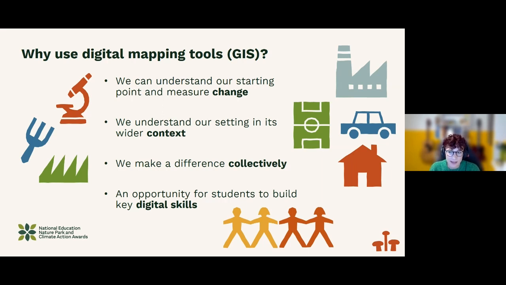There's no point putting in an intervention like a bat box, for example, if there's no bat species that actually live in your area to use them. And knowing what else is nearby can help you provide wildlife corridors or select the most appropriate interventions for your local ecology. And as I mentioned, GIS is part of the national curriculum.